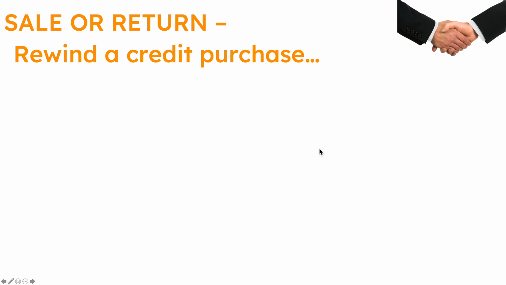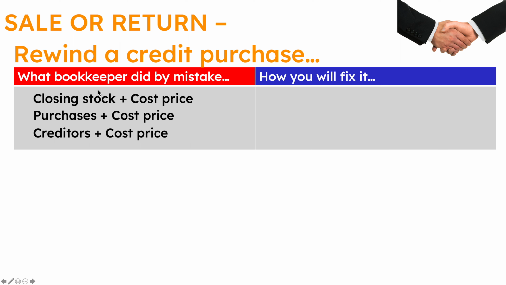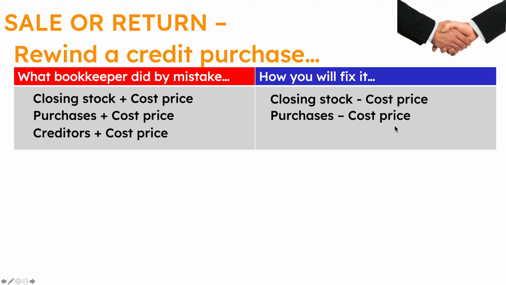So to rewind a credit purchase then, what did the bookkeeper do by mistake? If there was a credit purchase that the bookkeeper put in by mistake, they will have added the cost price of the goods to the closing stock, to purchases, and to creditors. So how will we fix it then? We'll take the cost price away from closing stock, we'll take the cost price away from purchases, and we'll take the cost price away from creditors.